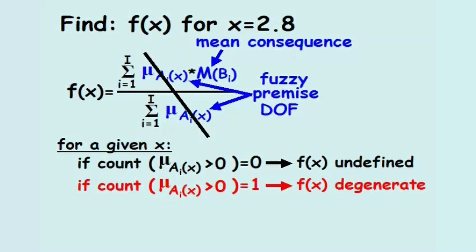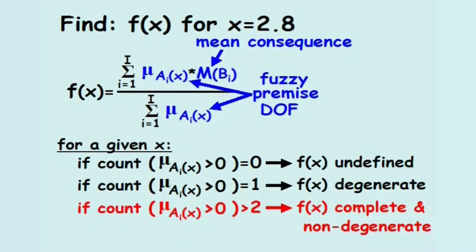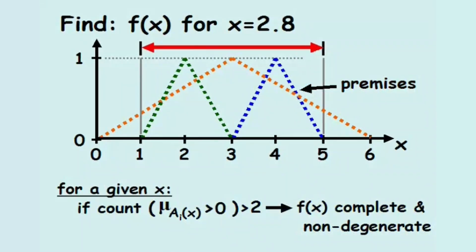If there are 2 or more premise clauses whose degree of fulfillment is greater than 0 for a given value x, then the function f of x is complete and non-degenerate. Therefore, we only want to evaluate the function f of x for the range of x where the corresponding premise values of 2 or more rules are positive. This corresponds to the values of x between 1 and 5.